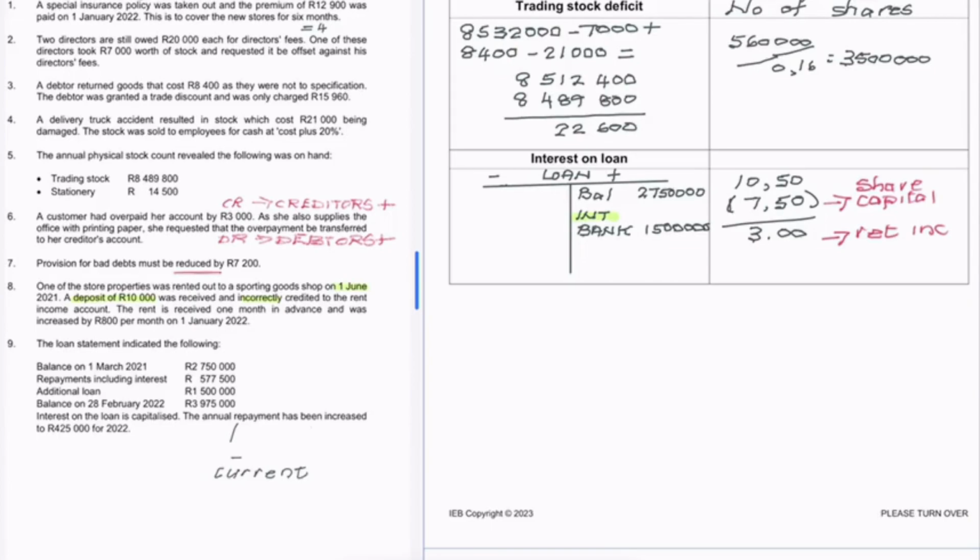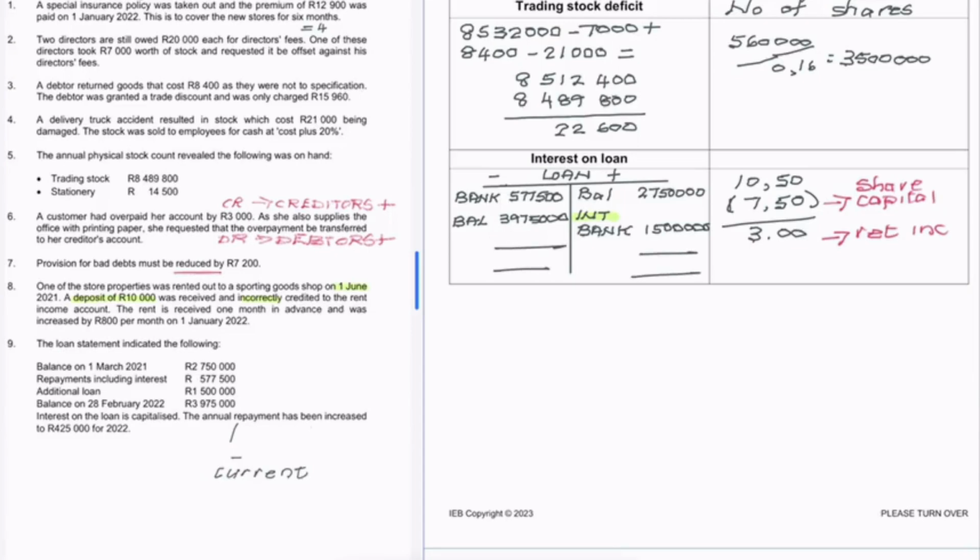Repayments including interest are going to go onto the debit side. So we're going to have an entry on the debit side bank, and that would be our cash payments journal. Those would be our repayments, which totaled 577,500. And that, of course, includes your interest. And then our balance at the end of the year, the balance carried down, goes onto our credit side. And that amount was 3,975,000. Now our general ledger account is complete.